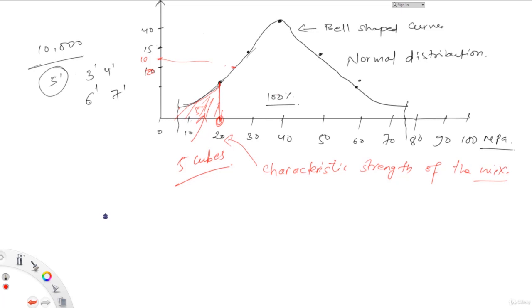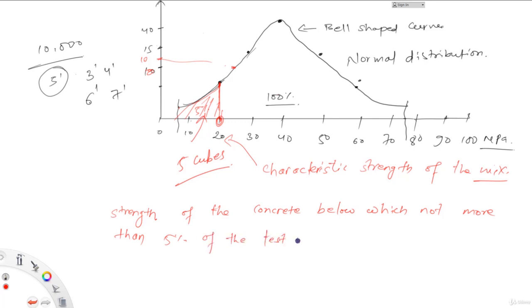The characteristic strength is defined as the strength of the concrete below which not more than 5% of the test results are expected to fall. Okay, so that is my characteristic strength.